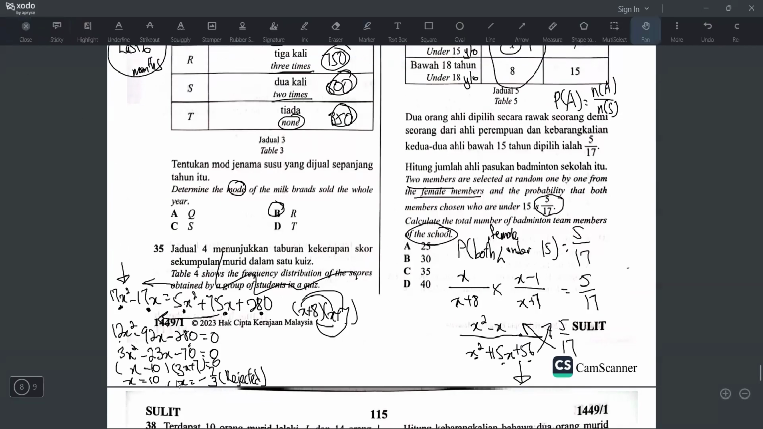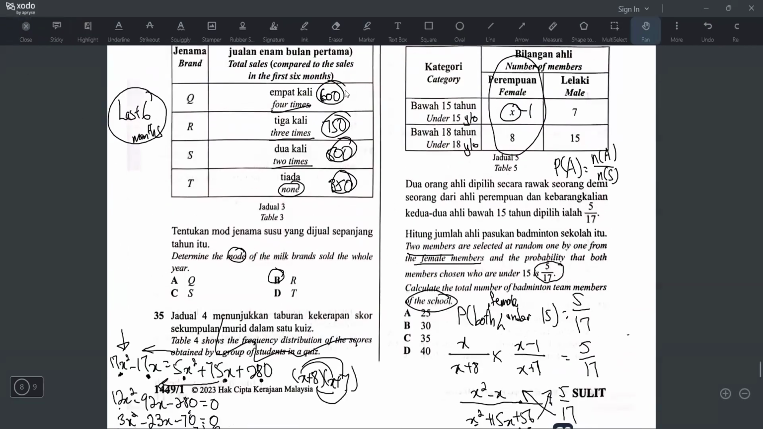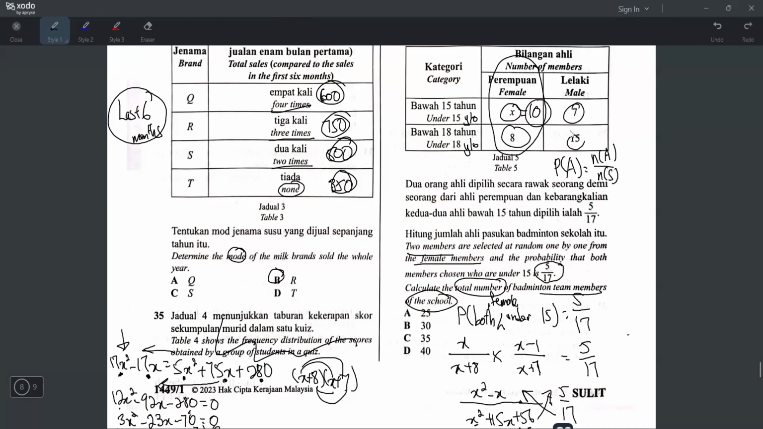Okay, so now I get the x equals 10. So I boleh masuk dah. So x sudah tahu 10. So now how to find the total number of badminton team members of the school? Tambah semua lah. 10 plus 8 plus 7 plus 15. Okay, so you get 40. So D is the answer. Okay, sudah siap.